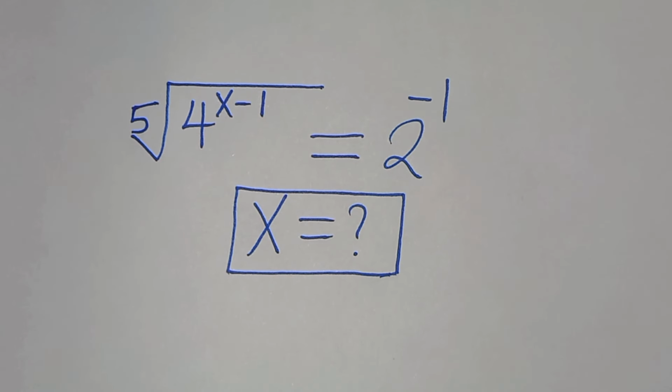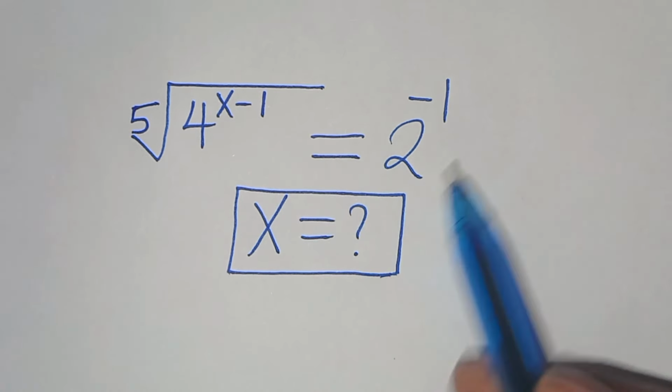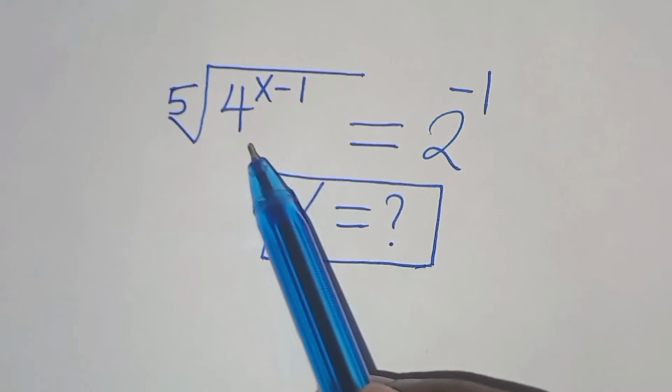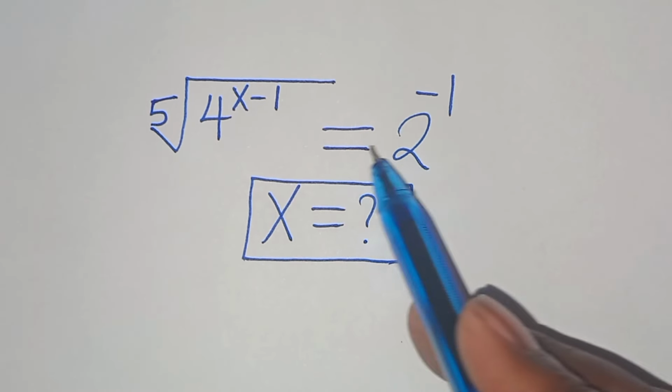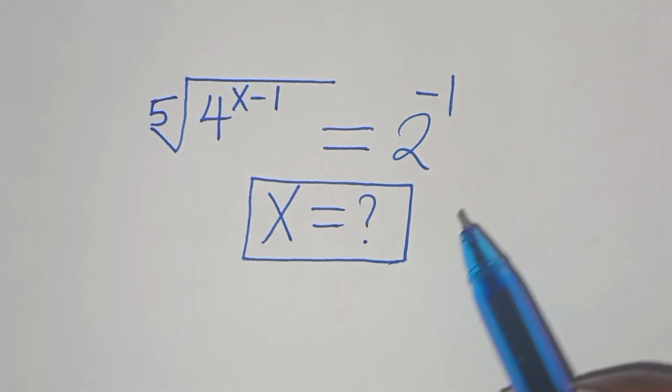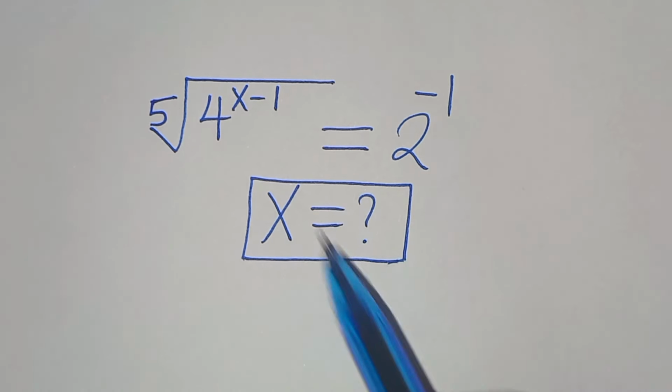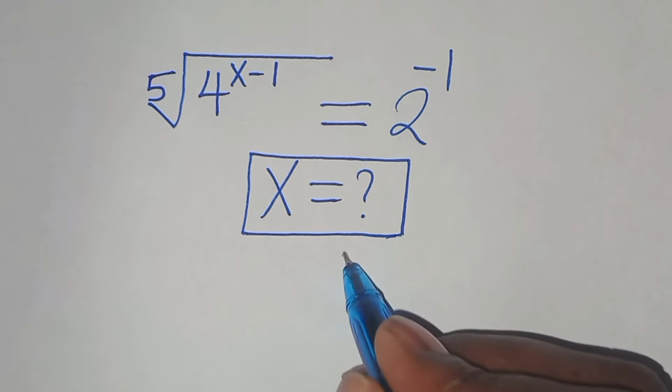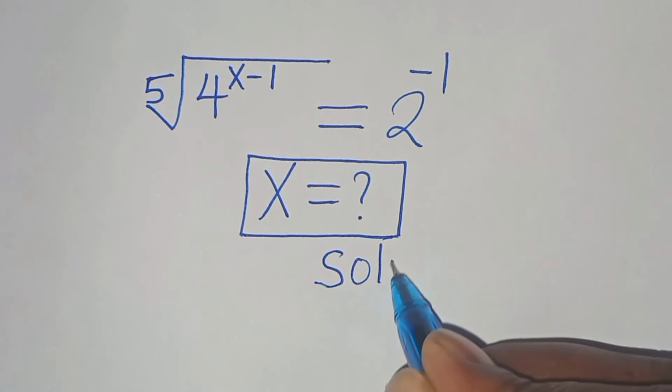Everyone, you're welcome to solve this nice math problem, which is the fifth root of 4 to the power of x minus 1. This is equal to 2 to the power of minus 1. So what is the value of x? Now let's provide a solution from here.